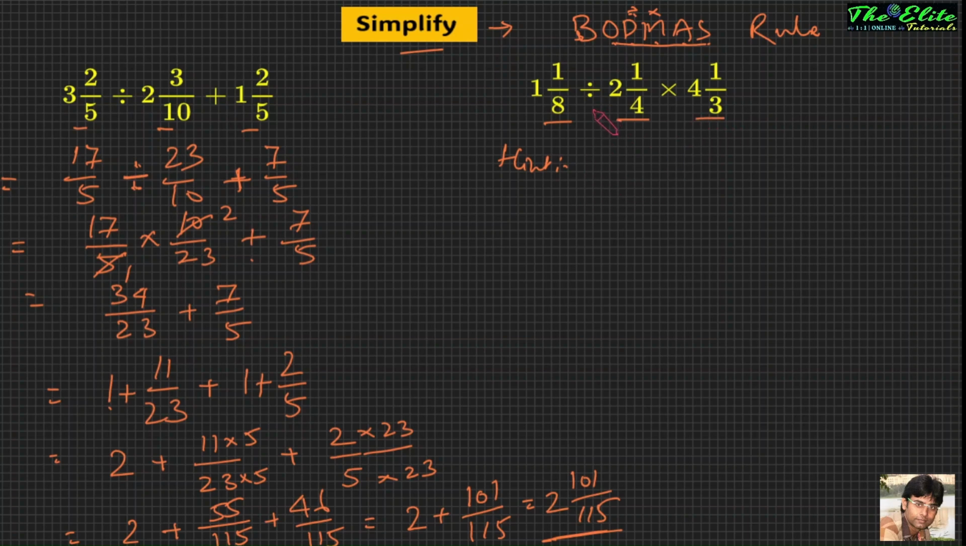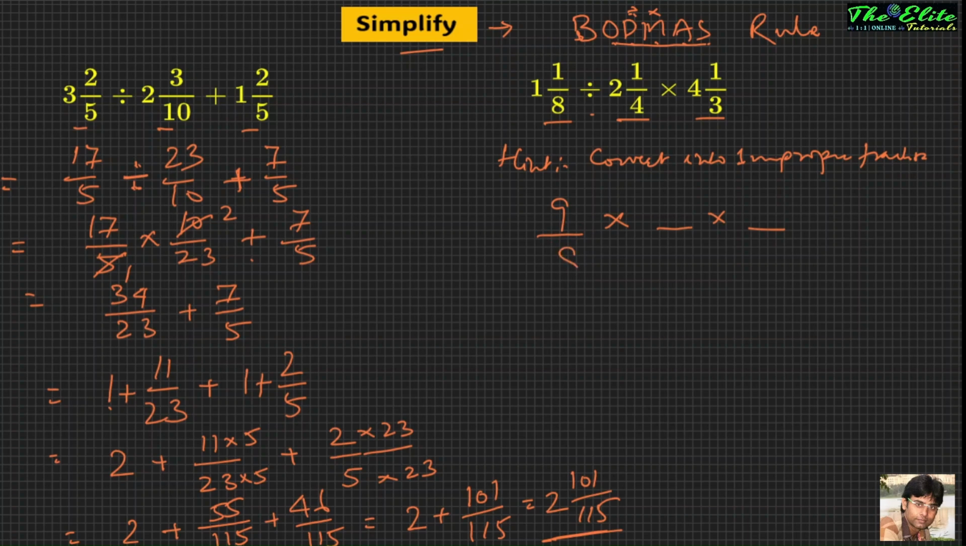Okay, and now change this sign of division into multiplication, so you will get all the fractions with multiplication sign in between. You will have one fraction here, one fraction here, one fraction here, and all the fractions are improper fractions. So the hint is convert into improper fractions, and the rest is very easy for you.